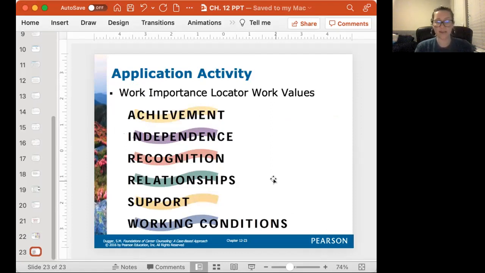But ultimately, whether it's a card sort, whether it's a conversation, whether it's doing a pros and cons list for every job, this is just another way that you can help clients reach a decision about what they want to do for a career, what they want to do for temporary work, long-term work, or whether they're helping their spouse and trying to find something they can do together. You can help them look at their work values and determine what job would be best for them.